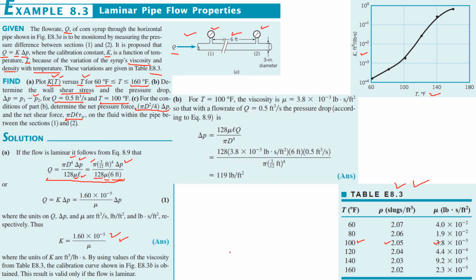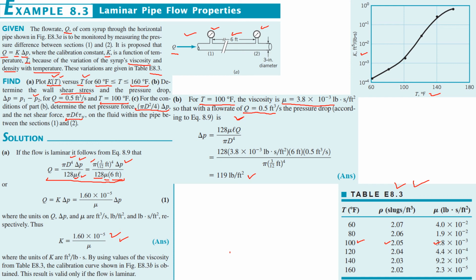So these are our values at T equal to 100 Fahrenheit for viscosity, as you can see from the table, and the flow rate that is given, 0.5 cubic feet per second. The pressure drop according to the equation that we have for laminar flow is delta P equal to 128 mu L Q divided by pi d to the power 4. So all the values are given. We will just put in the values and make sure that every length dimension is in feet, and we will get the value of our pressure drop.